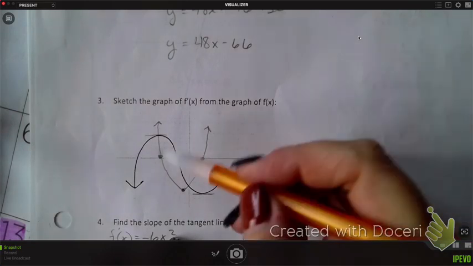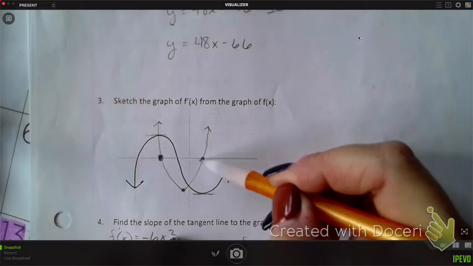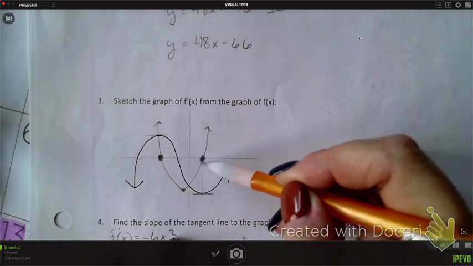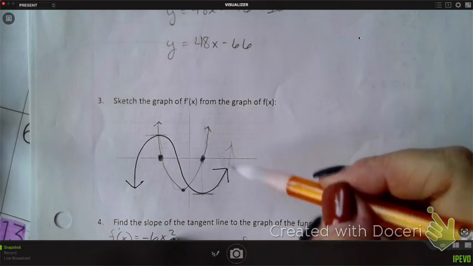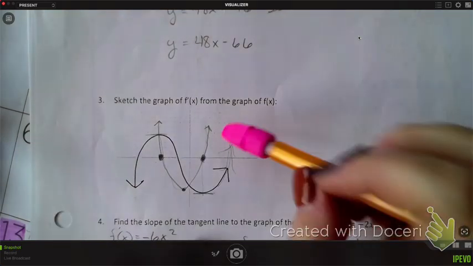Okay, how did I get these x-intercepts? It's your zeros. My zeros. And how did I know it opens up? Because it ends in the same direction.